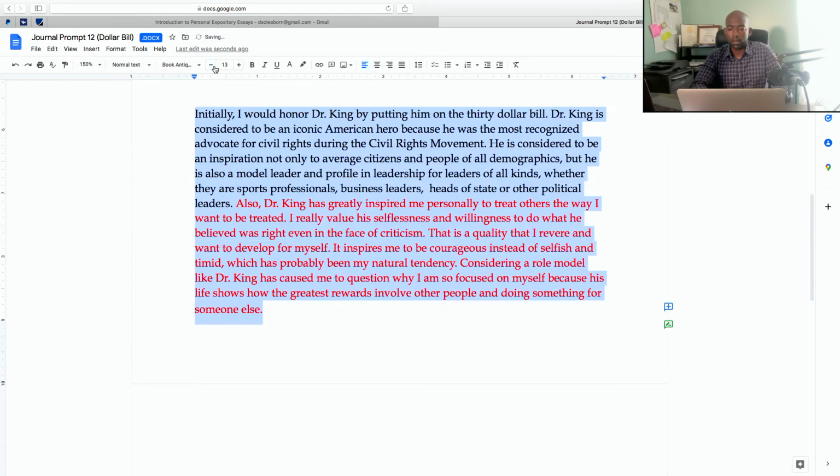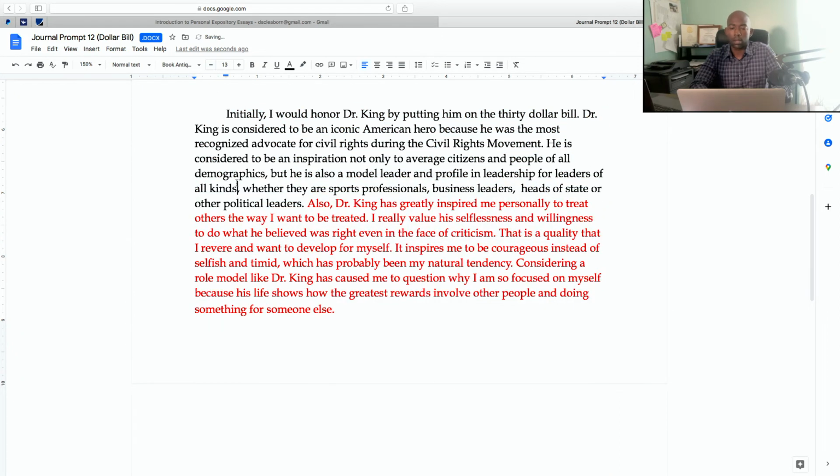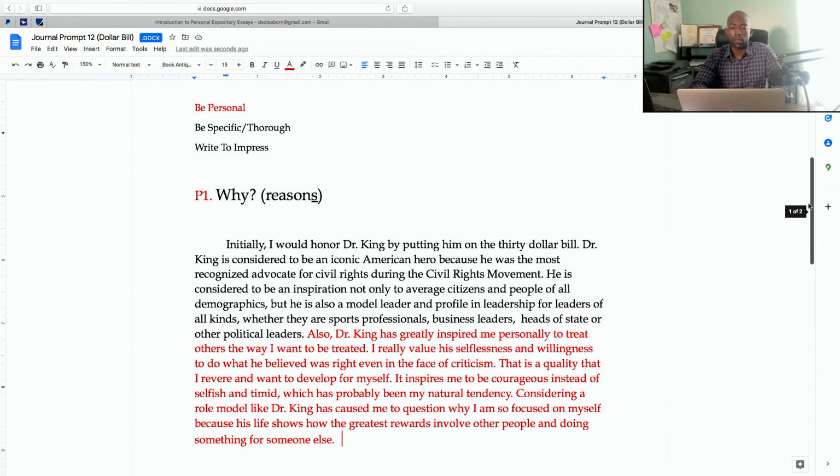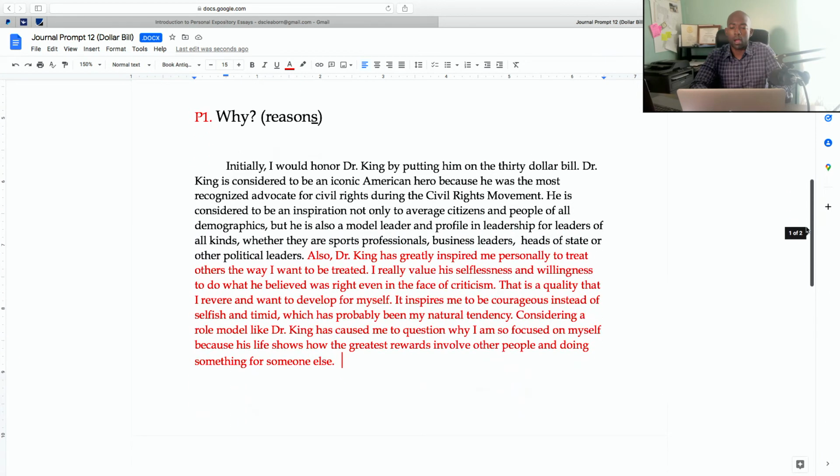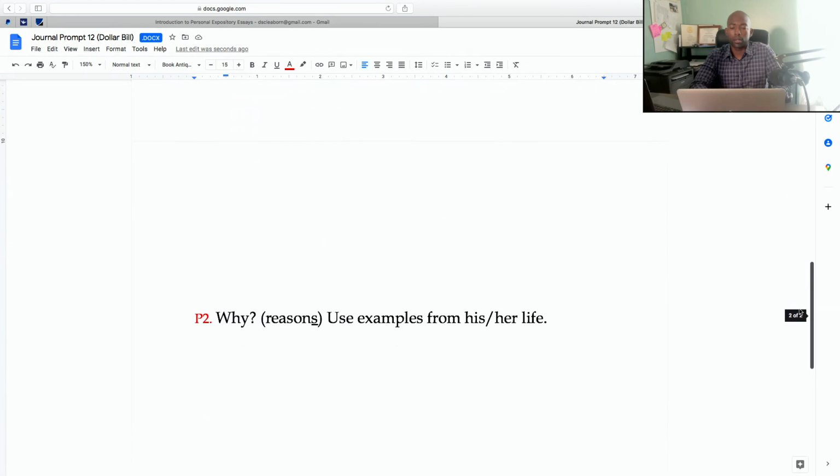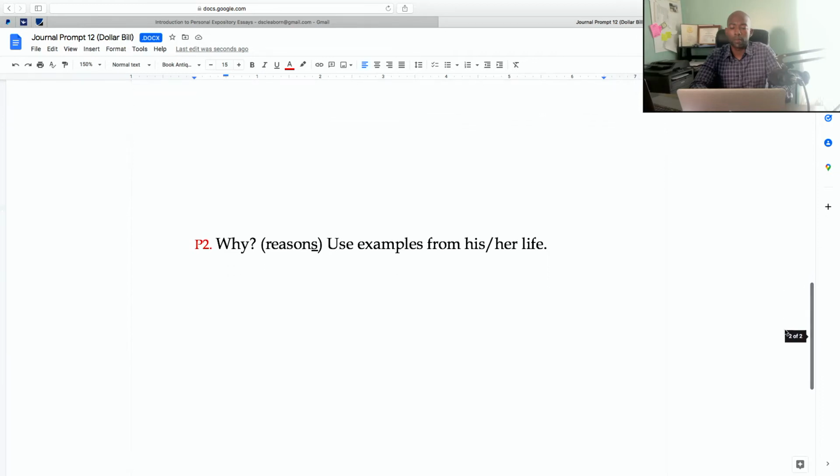This paragraph is probably a little bit bigger than it needs to be. But I would say I've added some personal information, reasons why. And now I'm going to use some more. But in this paragraph, I'm going to share some examples from his life. Okay, his life and experience. All right.